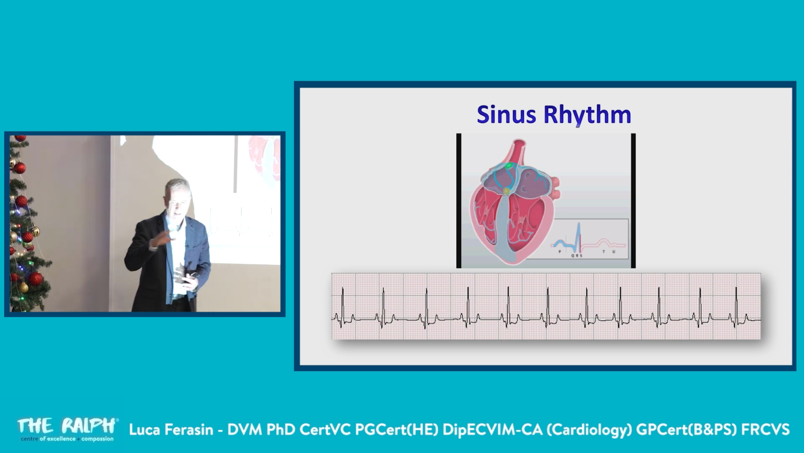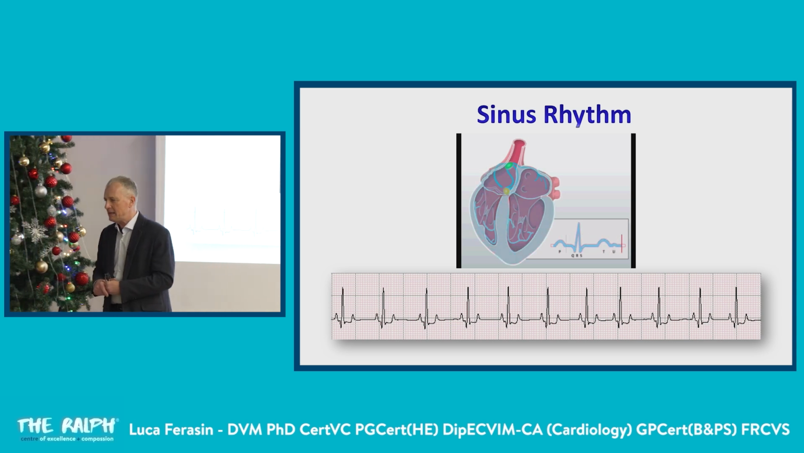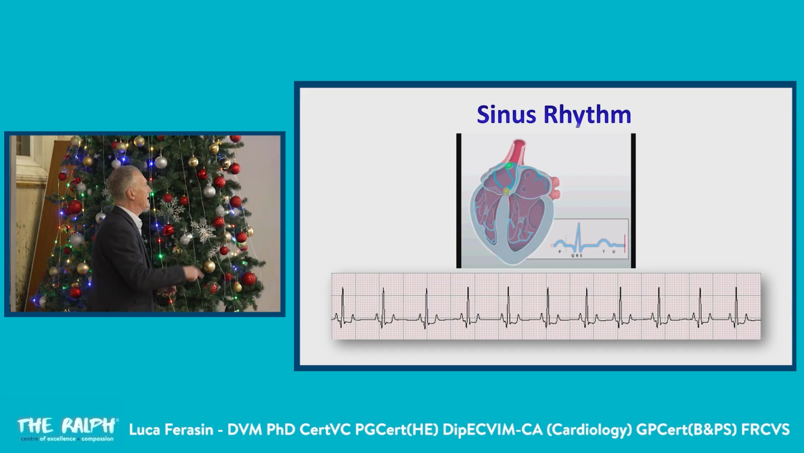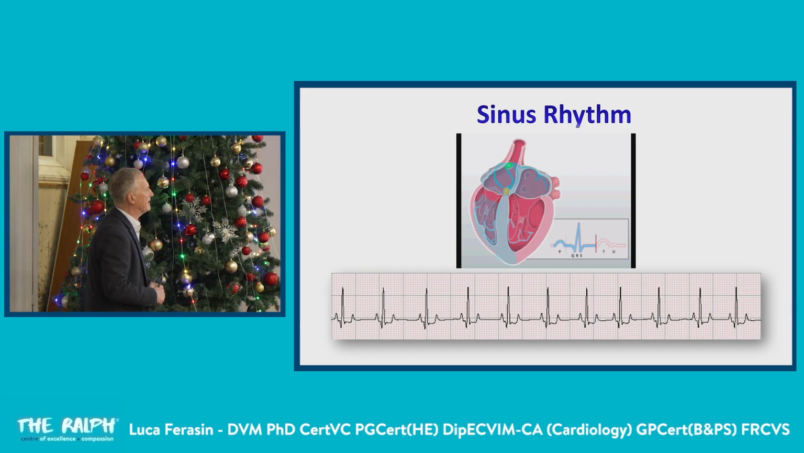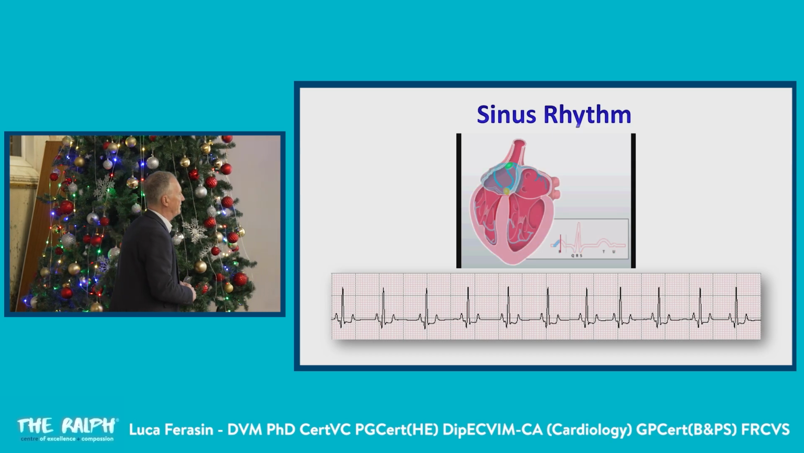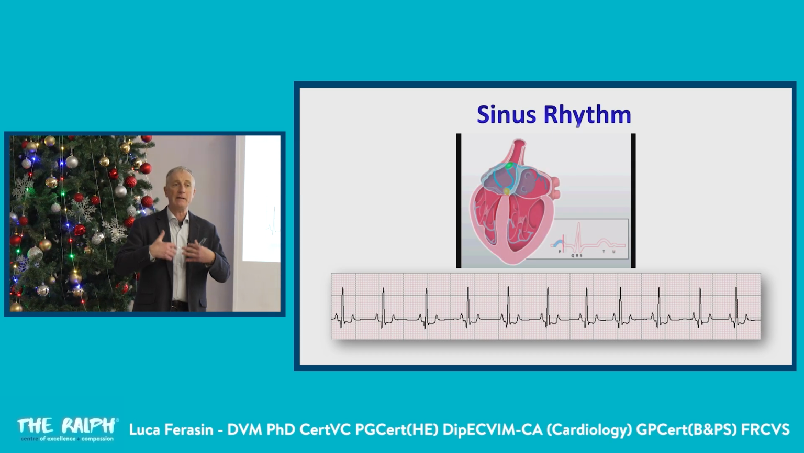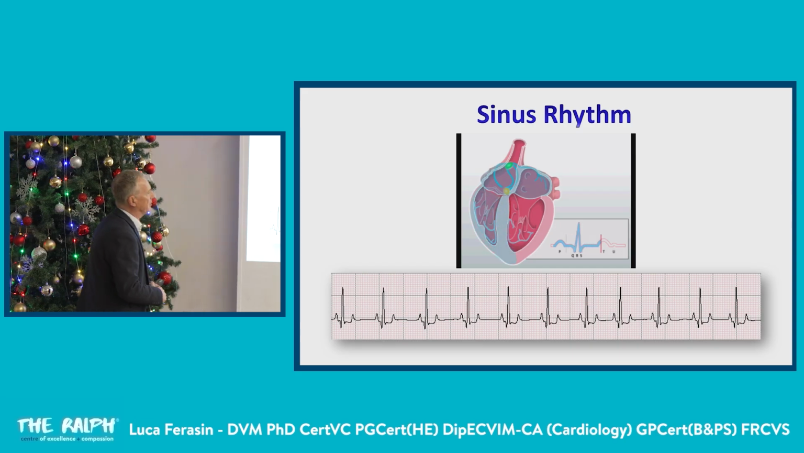We got the initial P wave, which represents the depolarization of the atria. Then we got the QRS complex, which represents the depolarization of the ventricles, and then eventually we got the T wave, which is the repolarization of the ventricles.